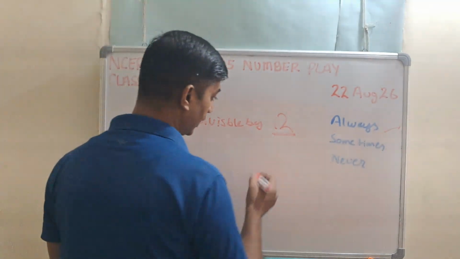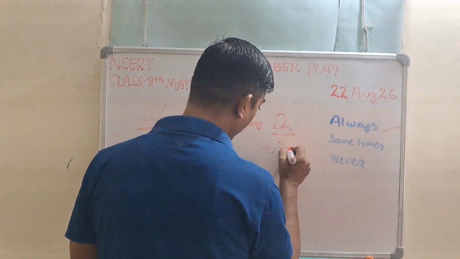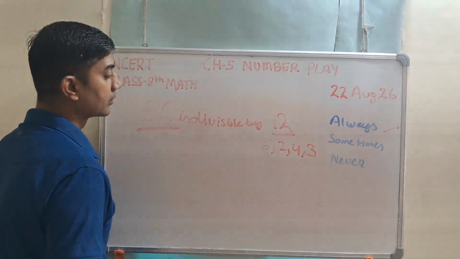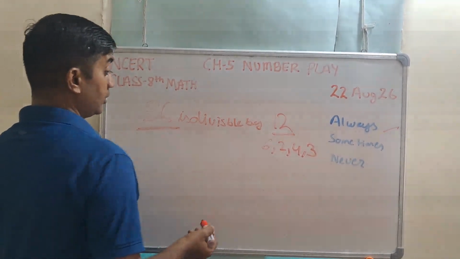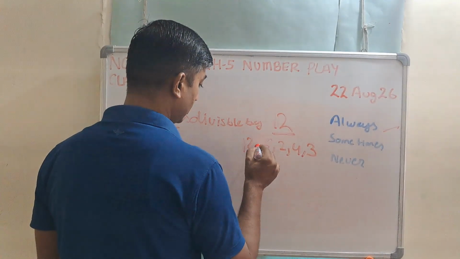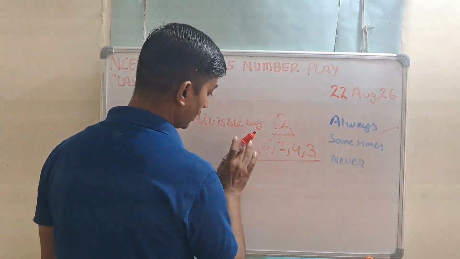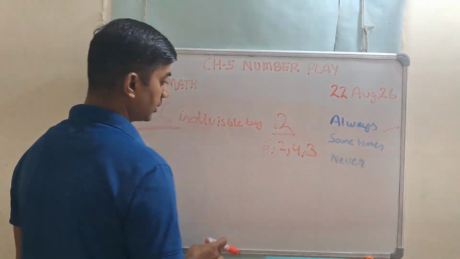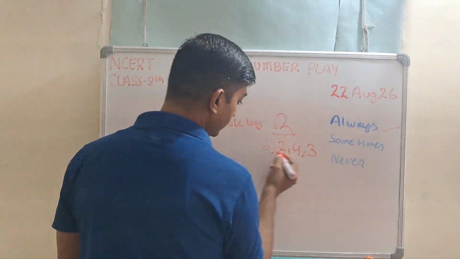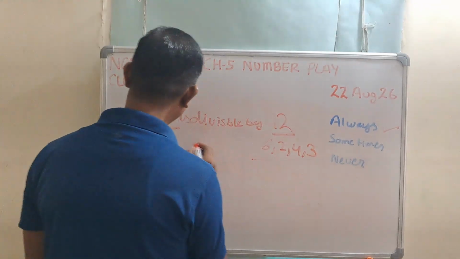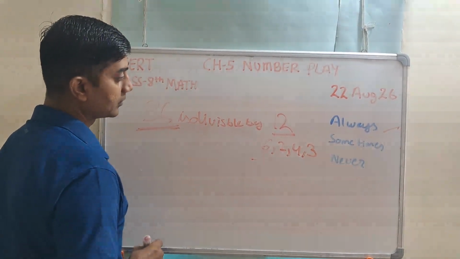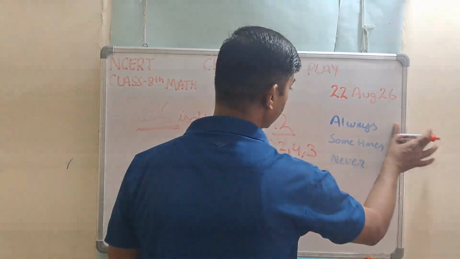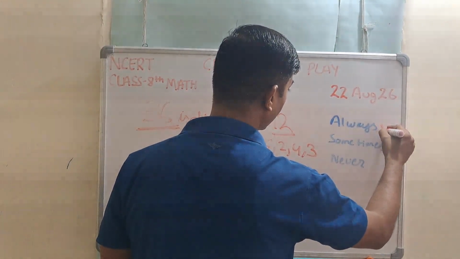What are the factors of 12? 6, 2, 4, 3, understood? And 12. So now see, all these factors of 12 divide 36 exactly, and this is the condition which is always true.